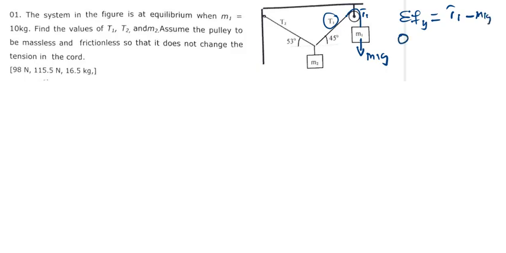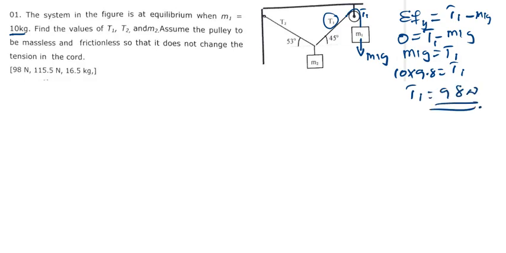This is going to be zero because we're talking about static equilibrium, something that is at equilibrium. So this is going to be T1 minus M1G. If I shift M1G to the other side, it will be M1G being equal to T1. What is M1? M1 we have been told is 10. So I'll put 10 times 9.8 as G being equal to T1. So T1 will be equal to 98 newtons. The question is to find the values of T1, T2 and M2. So now we have T1, and for sure here it is also 98 newtons.